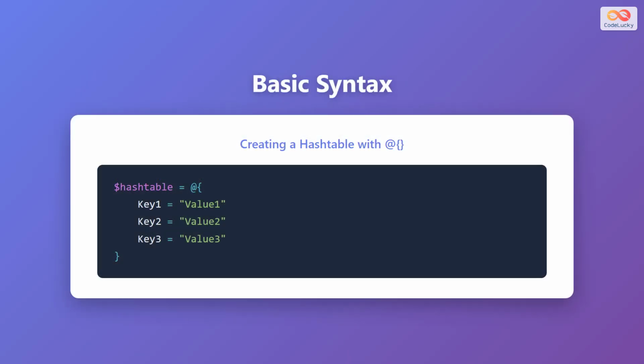Creating a hashtable in PowerShell is straightforward. You use the @ followed by curly braces. Inside the braces, you define your key value pairs using the equal sign. Each pair is separated by a line break or semicolon. For example, $hashtable = @{key1 = "value1"; key2 = "value2"; key3 = "value3"}. This creates a hashtable with 3 key value pairs.